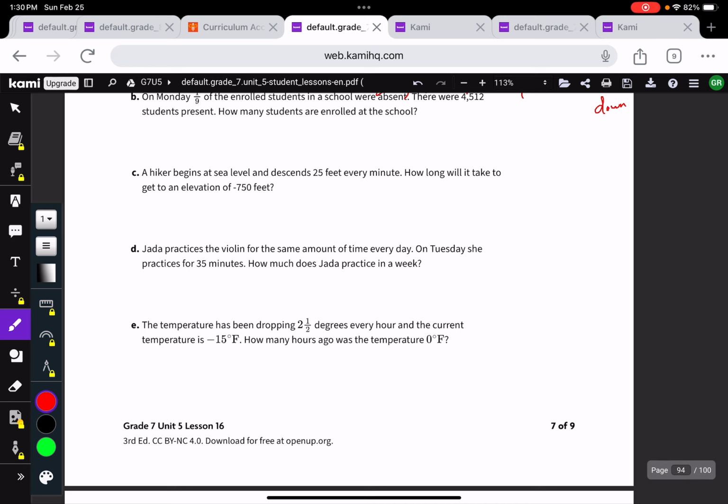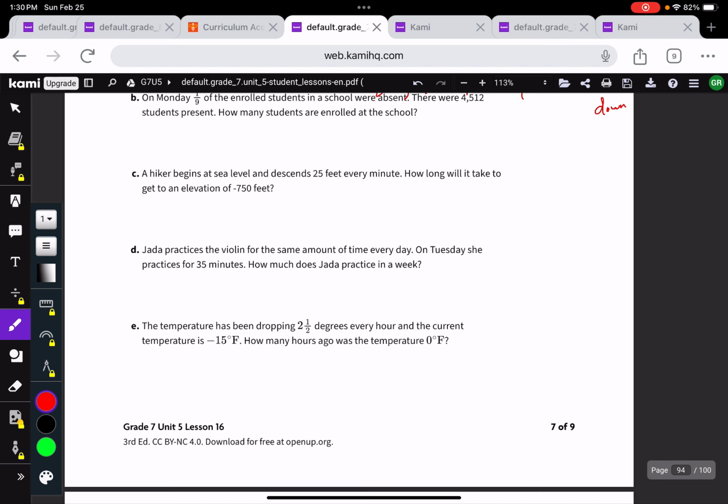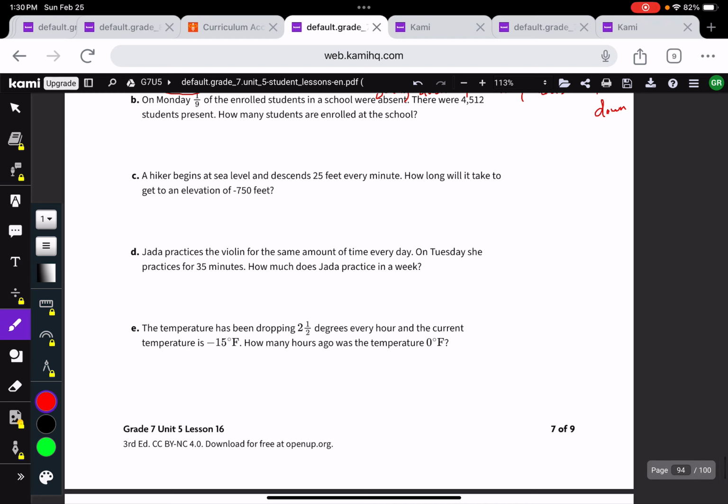There were 4,512 students present. That's a huge school. There are some schools in Phoenix, Arizona that have that many kids. But maybe they're talking about a small college of some sort. How many students are enrolled at the school? On Monday, 1/9 of the enrolled students in the school were absent. There were 4,512 students present.